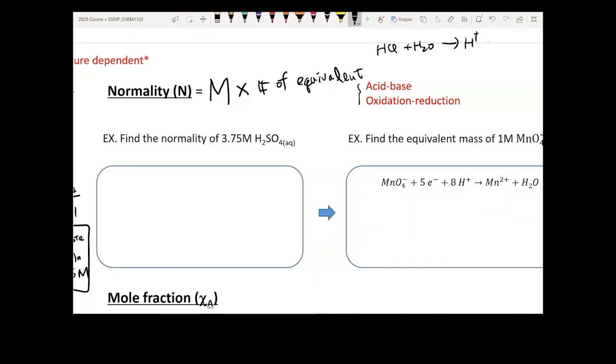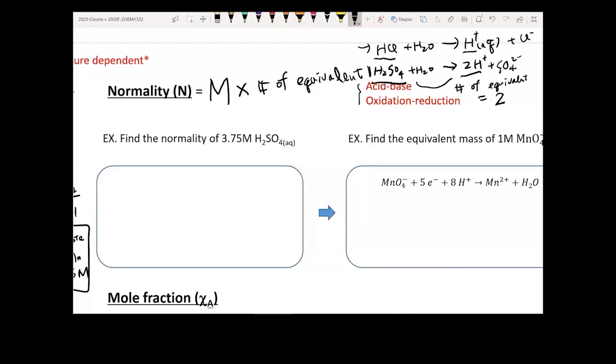Here I use hydrogen chloride as an example. In this case, you can see for this acid solution, one hydrogen chloride produces one proton in the equation. But sometimes we have acids like sulfuric acid. Once that dissolves in water, it produces 2H plus. So you can see one acid solute produces two protons here. In this case, we define the number of equivalents to be 2, because one sulfuric acid produces two equivalent protons.